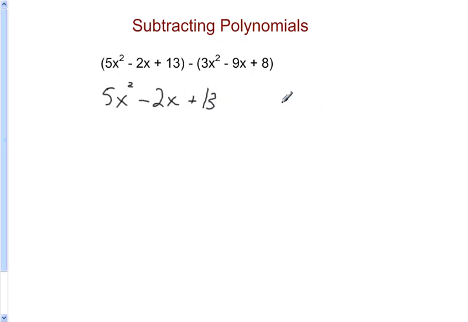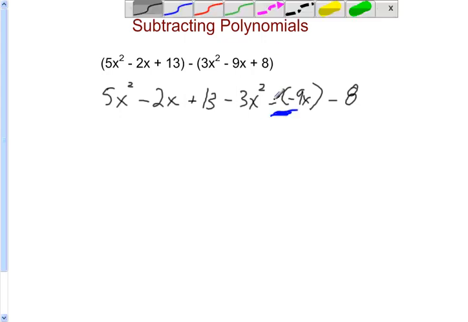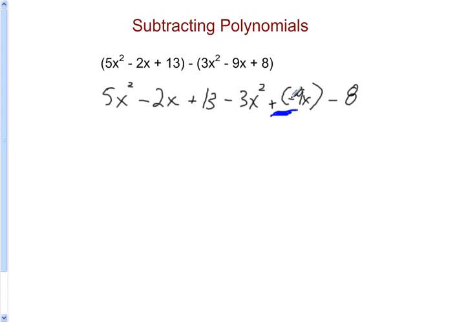And now we're going to subtract 3x squared, subtract negative 9x, and subtract 8. Now, when we subtract a negative, right here, that's the same as addition. So we can just make that plus. And now we do our same thing we did before, combine our like terms.